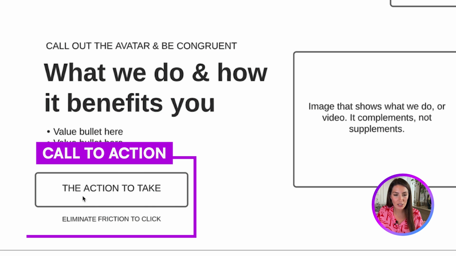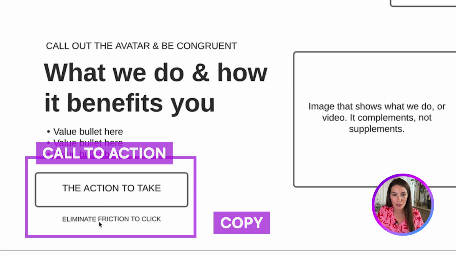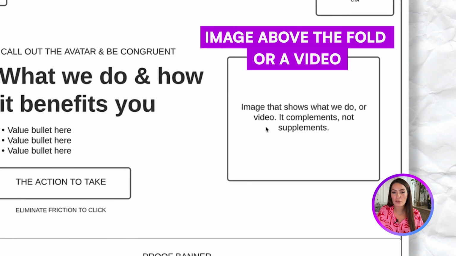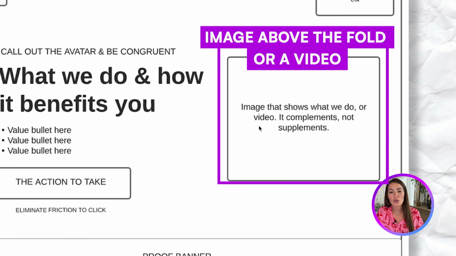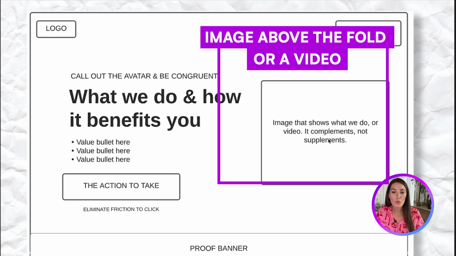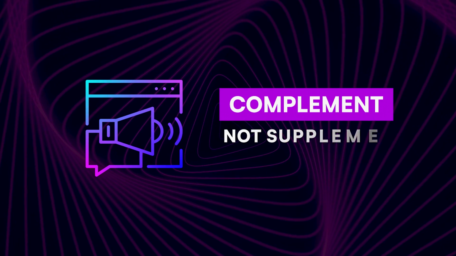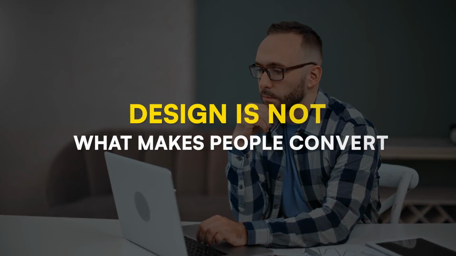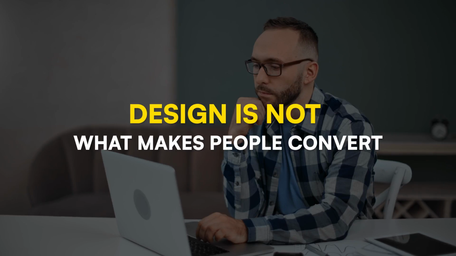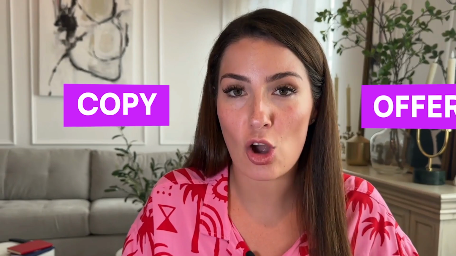The call to action, like the thing you want them to do, and then a little bit of copy underneath it to eliminate the friction to click. Then you'll have an image above the fold or a video, something like that, that shows them what you do or how it works or whatever. But the idea is when you put any imagery onto your page, you want it to complement, not supplement the copy and the offer. Why? Because the design is not what makes people convert, yeah? Or the brand, in most cases, unless you're like a big, huge company, is not what makes somebody convert. It's the offer and then the copy in that order.